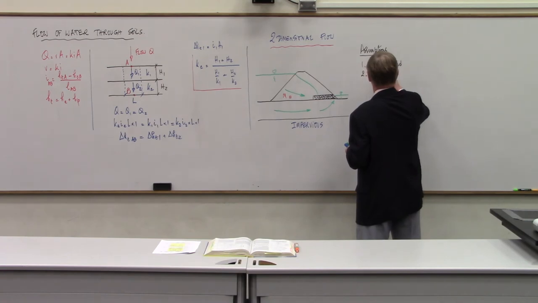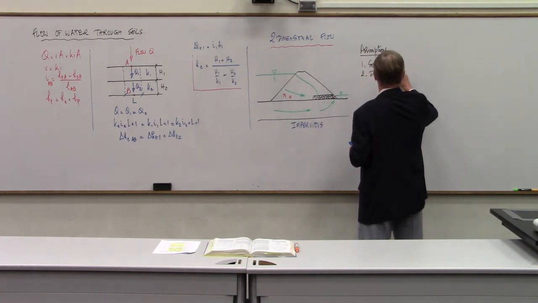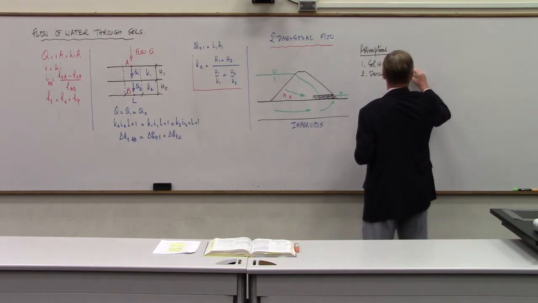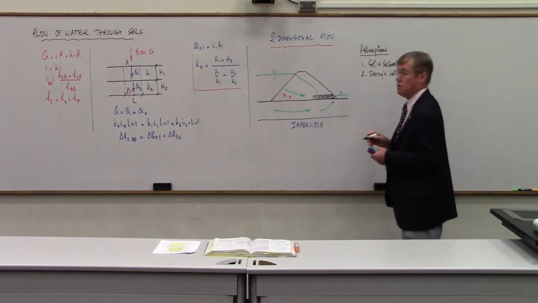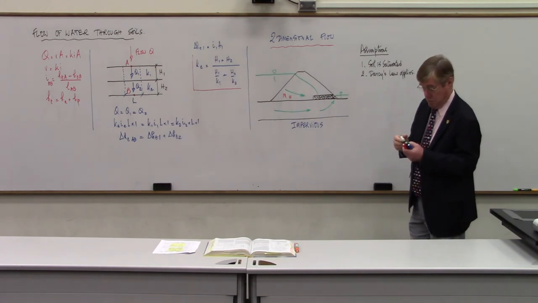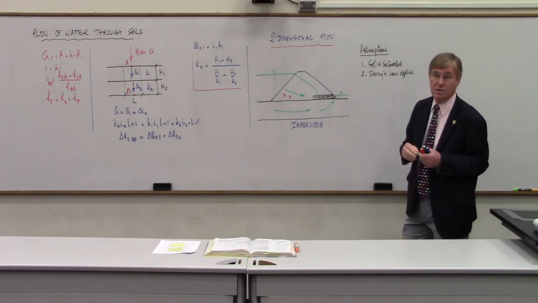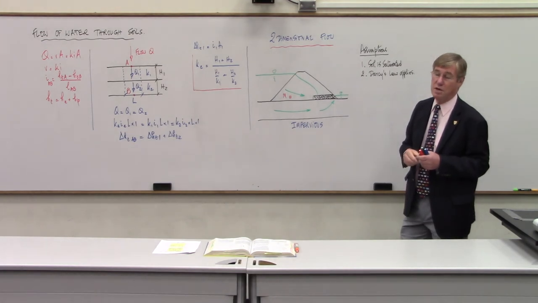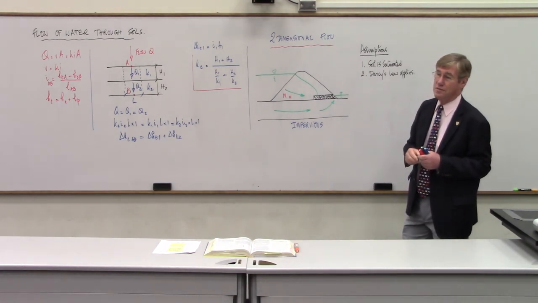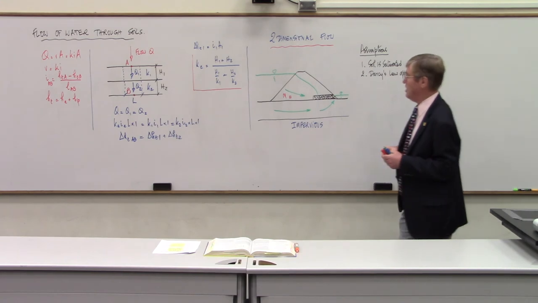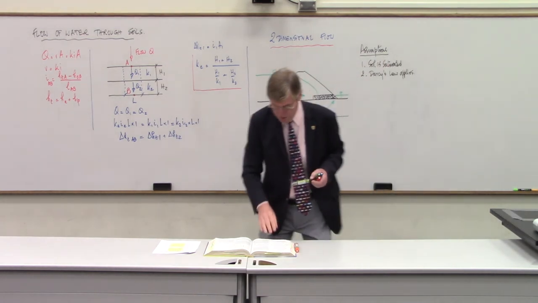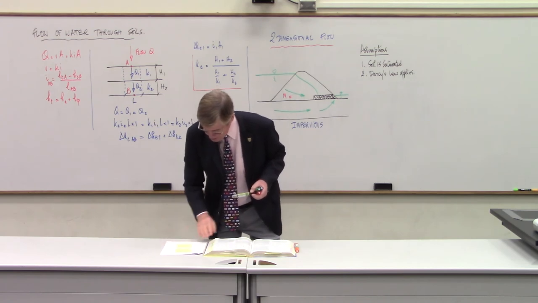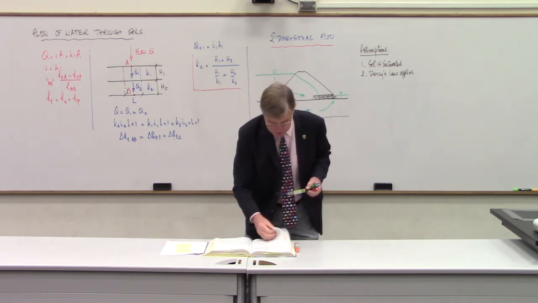2, Darcy's law applies. V equals KI. Darcy did his work in the late 1800s, and we've been using it for 150 years, and we haven't really found anything better. So that, again, seems to be reasonable. I'm on page 377.